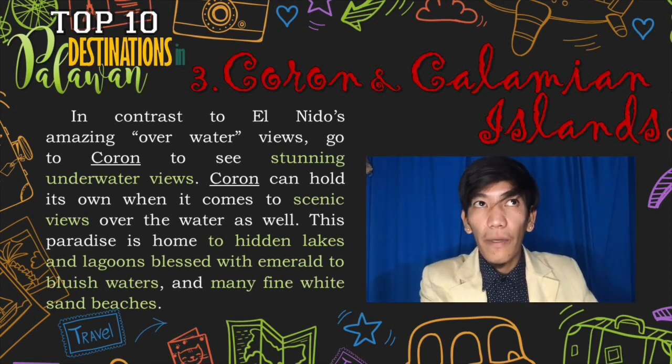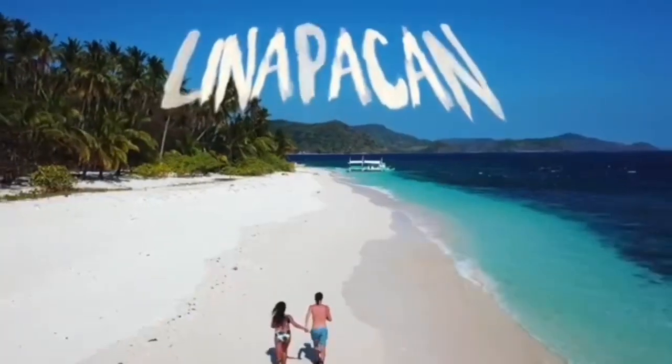Ito nga po yung mga pwede pong activities na pwedeng gawin sa Coron, Calamian Island. Pwede po tayo rito mag-wreck diving, snorkeling, and also to see enchanting lake and lagoons and experience to safari in Calawit Island. Linapakan Island.